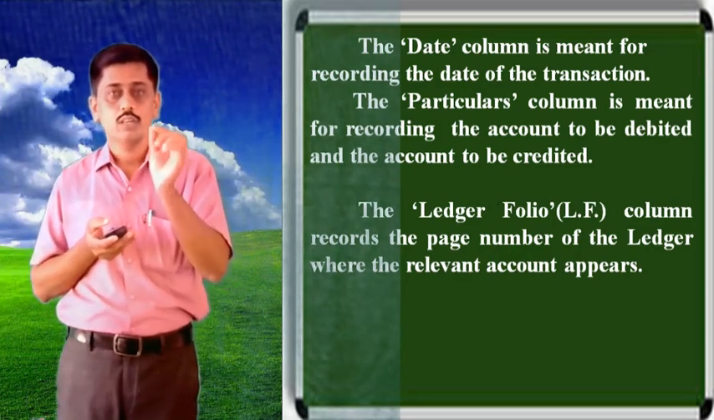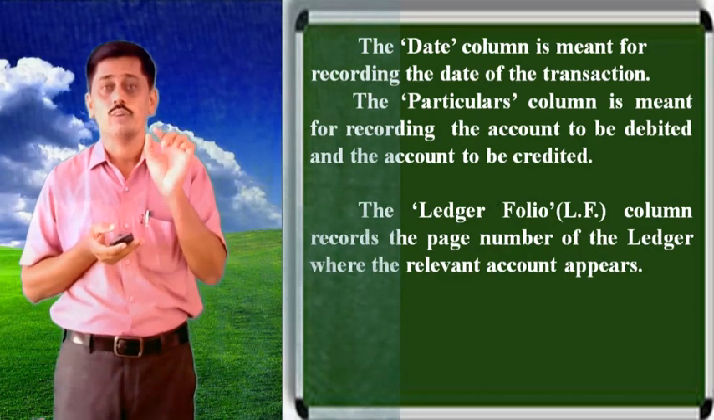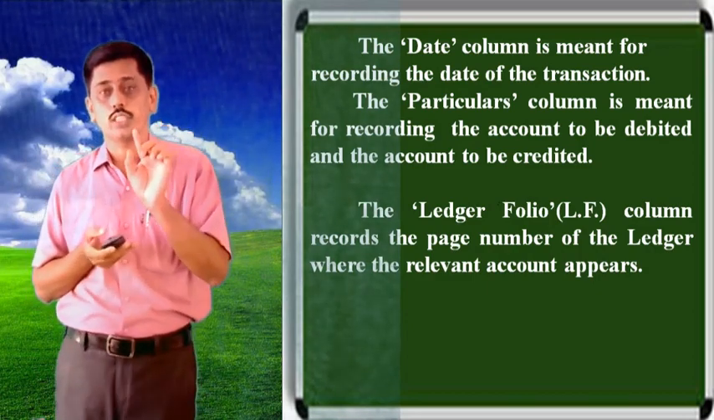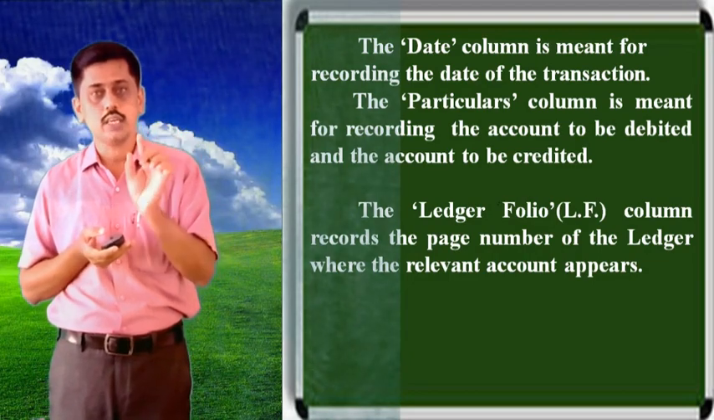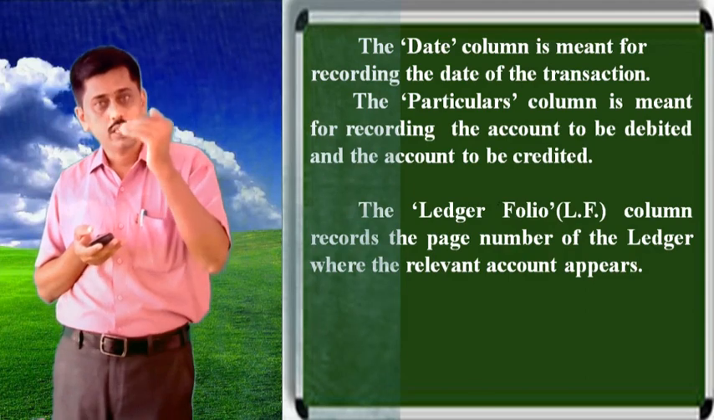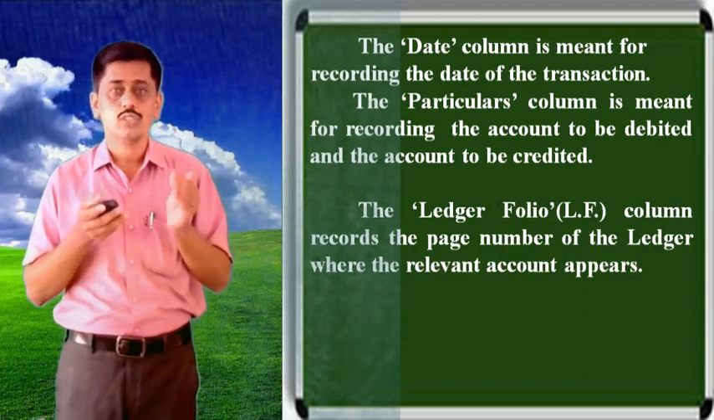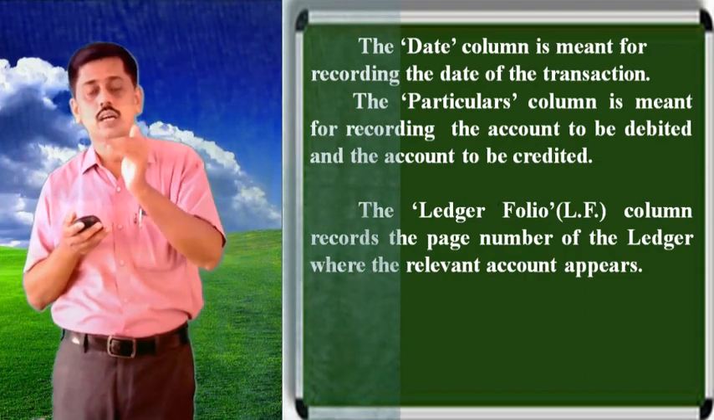Folio means, look at the word in there, FOLI. Folio means in our language page number of the ledger or page number of the book is called folio. If it is ledger folio, it is the page number of the ledger. So the ledger folio column records the page number of the ledger where the relevant account appears.